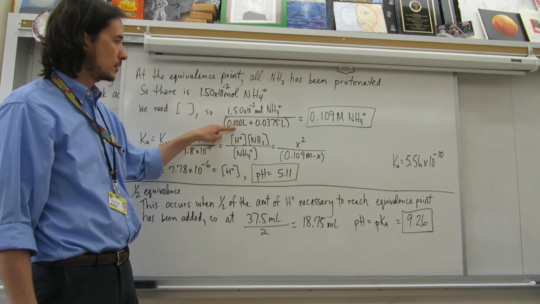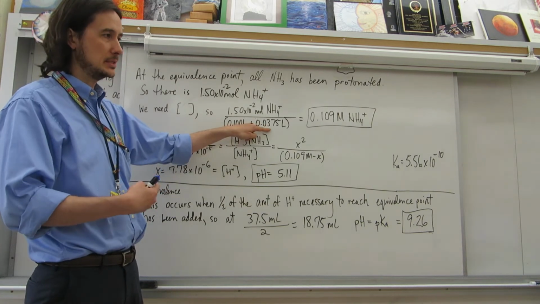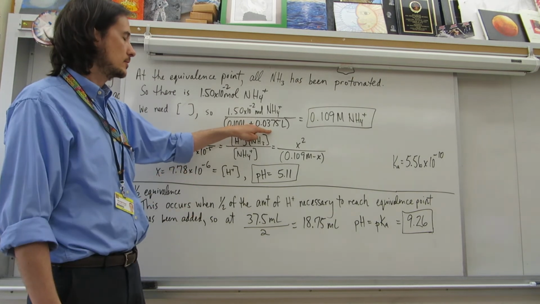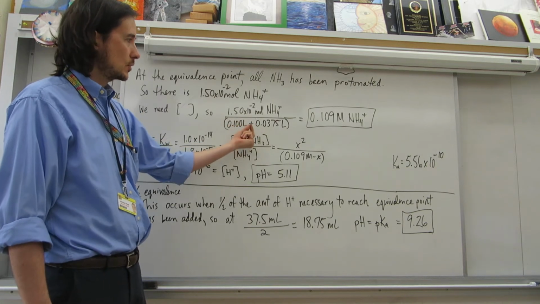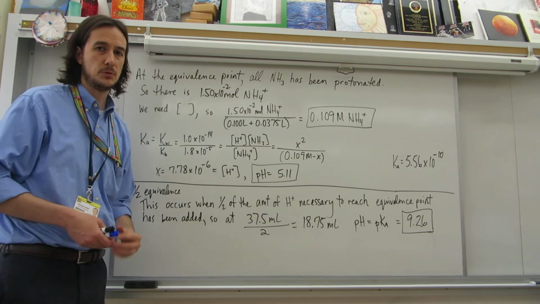So you started with 0.1 liters of ammonia, you added 37.5 milliliters, 0.0375 liters, say it away, of hydroiodic acid. So you need that total volume. And you get a concentration of 0.109 molar ammonium.